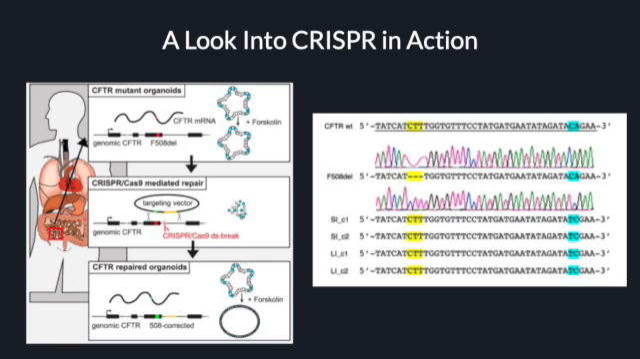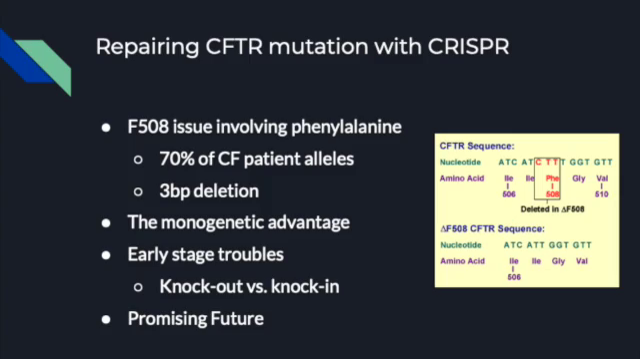For example, a quote from our primary source states that they have isolated and expanded adult intestinal stem cells from 2 cystic fibrosis patients, corrected the mutant F508 allele using CRISPR-Cas9 mediated homologous recombination, and demonstrated functionality of the corrected allele in the organoid system.